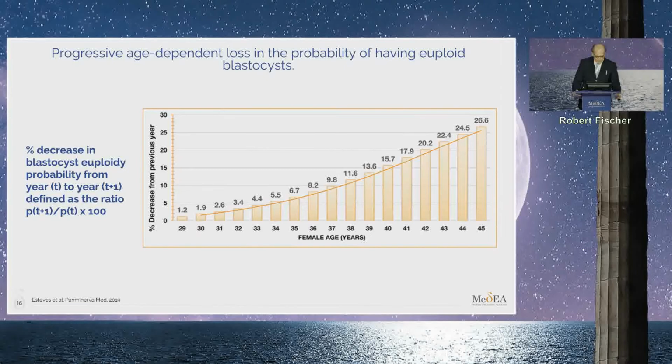And this again from the paper of Sandro Esteves, you can see that looking now at blastocyst euploidy, the probability to have the euploid embryo will decrease age by age, and the problem is growing and becoming larger as you go over the age of 40.